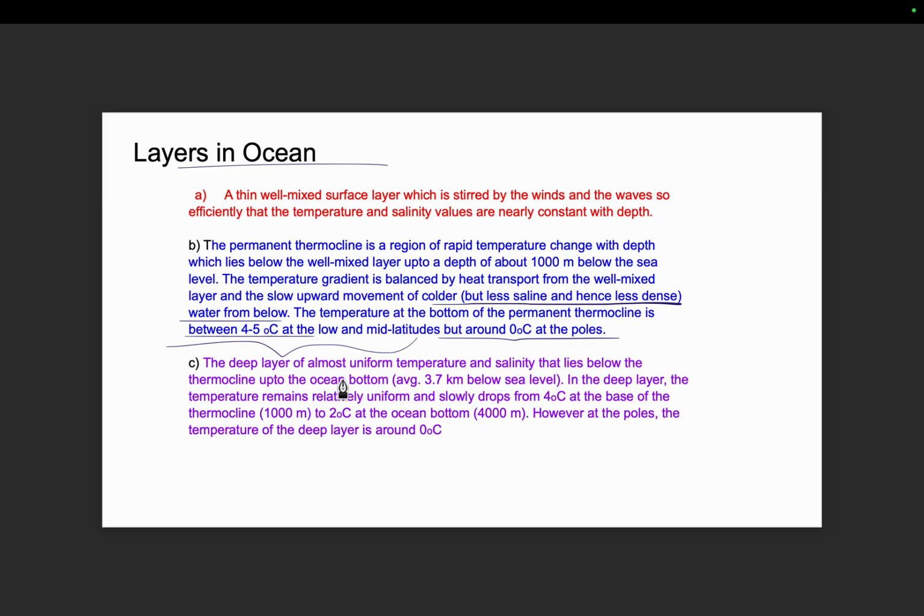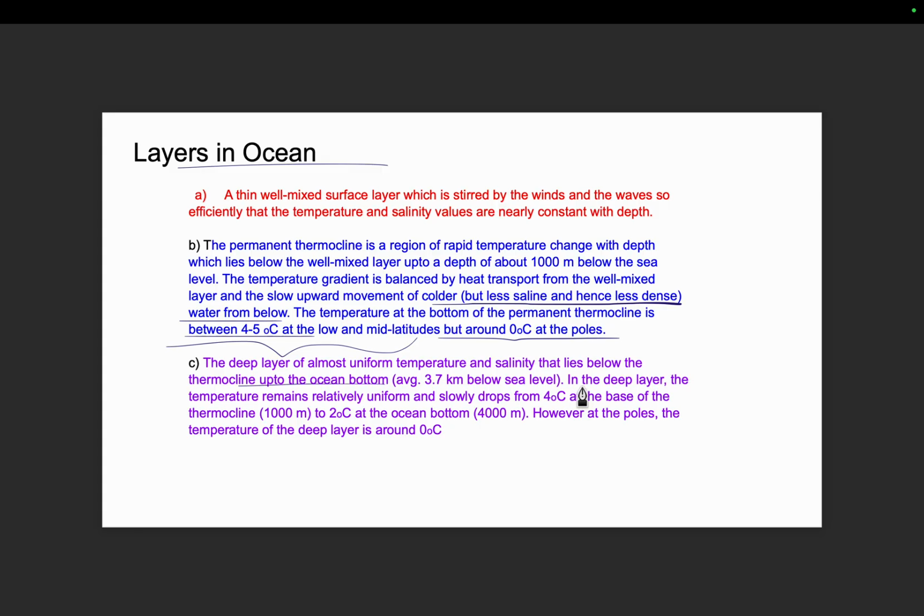The deep layer has almost uniform temperature and salinity and lies below the thermocline up to the ocean bottom. Ocean bottom is taken to be about 7 kilometers on average. In the deep layer, that is within 1000 to 3700 meter.